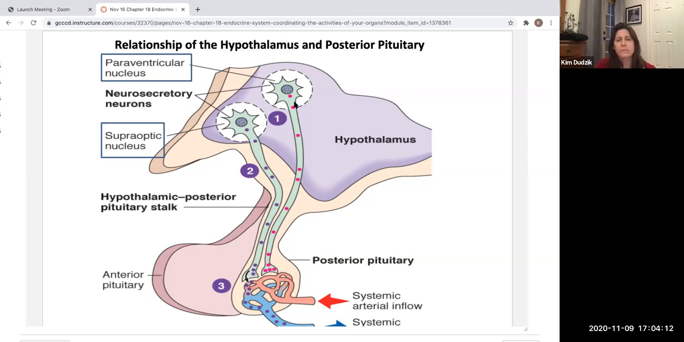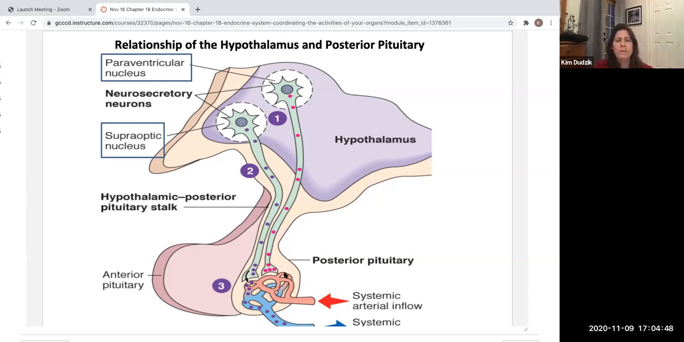Okay, so the hypothalamus, these nuclei, the cell bodies in the hypothalamus, they actually make the hormone. And that's what these little dots indicate, the purple and pink dots. These are the hormones that are being made up in the cell bodies in the hypothalamus, being conducted down the axons, and they get stored in the synaptic terminals at the ends of those axons. Okay. So it's the hypothalamus that makes the hormones. The posterior pituitary doesn't make its own hormones.